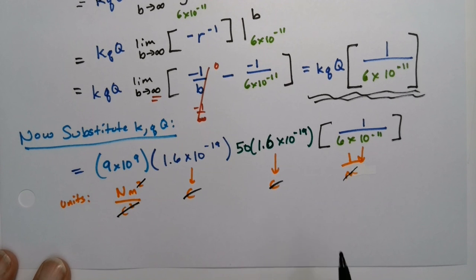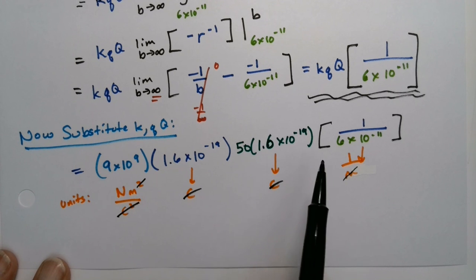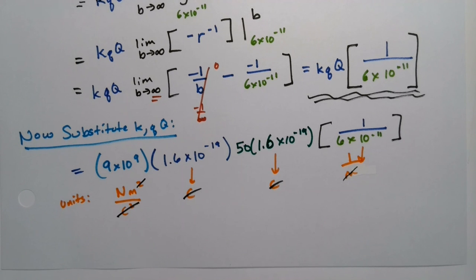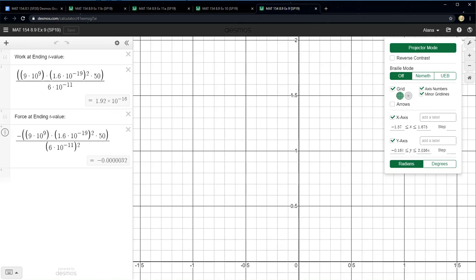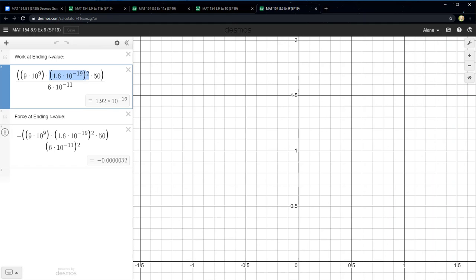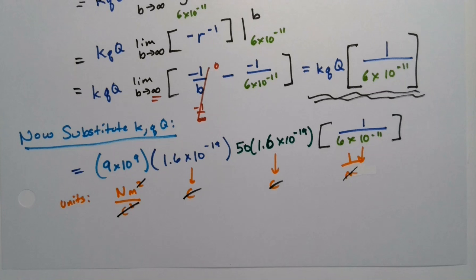Hooray. So all I have to do is deal with all of these numbers. So let's look at what that looks like in Desmos, shall we? Because we're not going to do this by hand. So there they all are. 9 times 10 to the ninth, 1.6 times 10 to the negative 19th squared, because there's 2 of them, times 50 divided by 6 times 10 to the negative 11. There you have it. And so that's 1.92 times 10 to the negative 16. And that would be in Newton meters or joules.